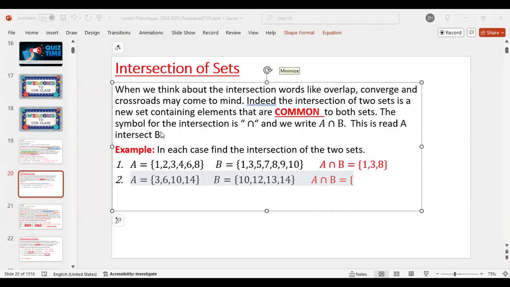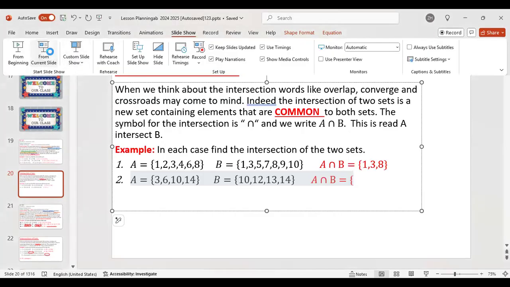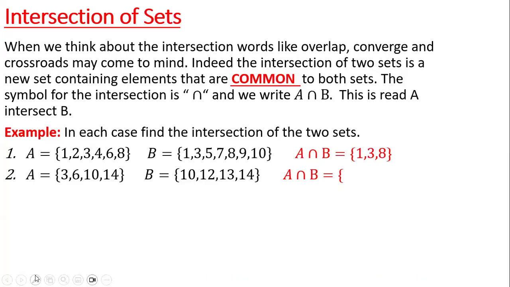What's your answer? Let me know. 10 and 14. Very good. How many persons had 10 and 14? Very good, 10 and 14 is the answer. So let's look at it. 3 is part of A, but 3 is not a part of B, so we can't use that.